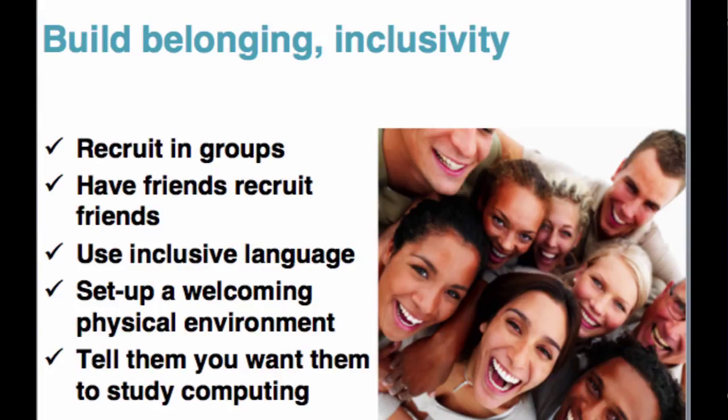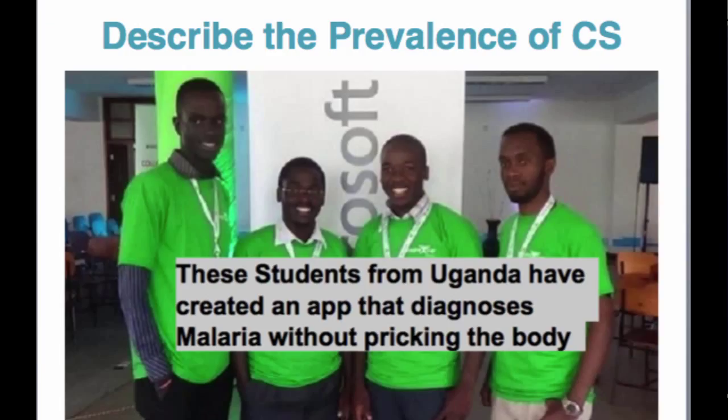You can describe the prevalence of CS by examples like this. The students on this slide, they're from Uganda, and they created an app that diagnoses malaria without having to stick needles in anyone. So that's tremendously cool. It shows more diversity in computing. It shows the application of computing to something that might appeal to a broader range of students. Again, it might be a message that would help perhaps international students or African American students or students who are interested in medicine feel like they could belong in computing because the other people who are there are interested in things that interest them.